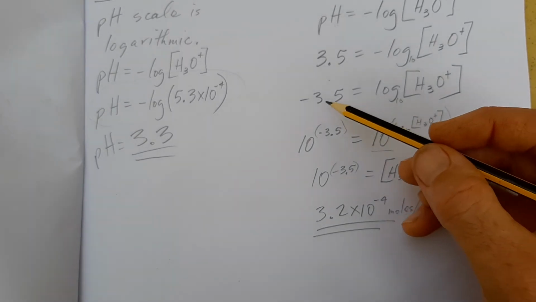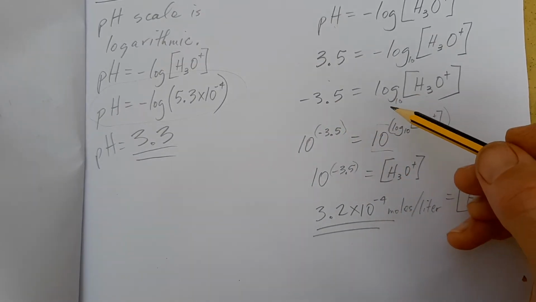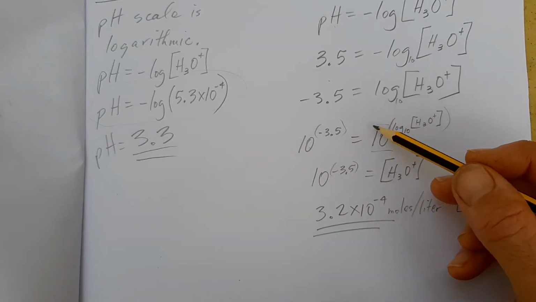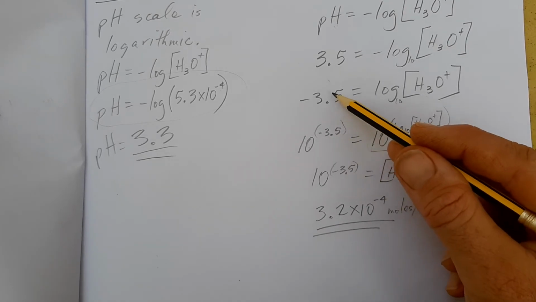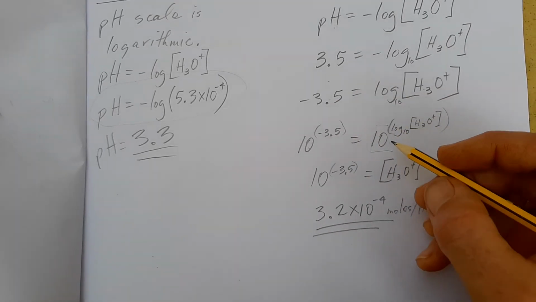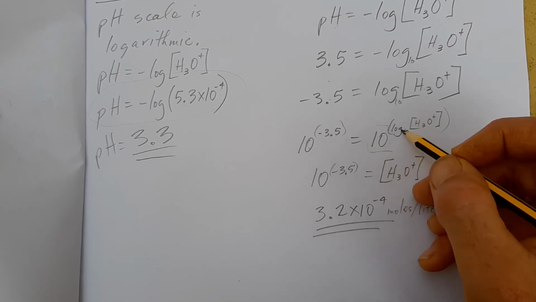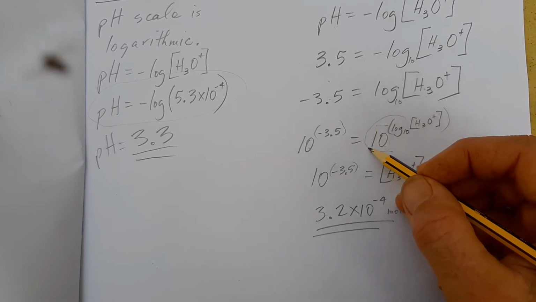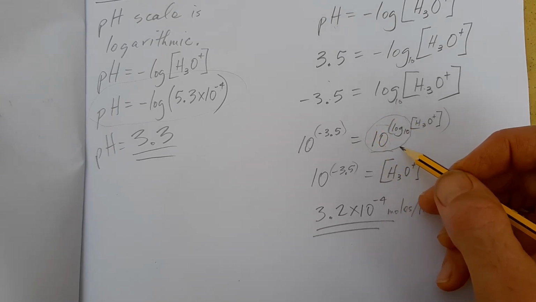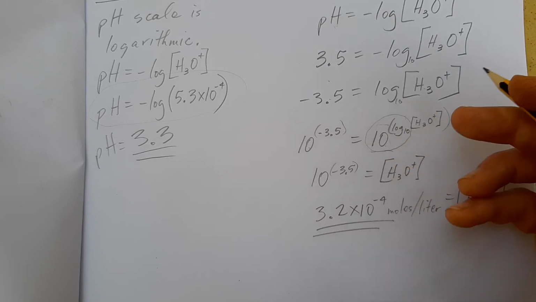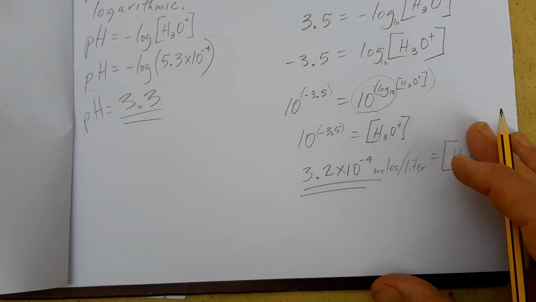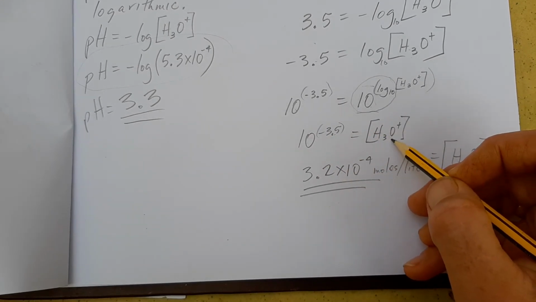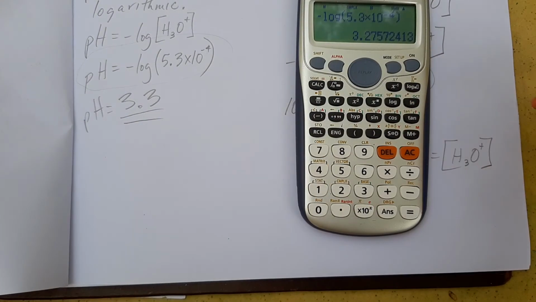Now I can raise both sides to the 10, so 10 to the negative 3.5 equals 10 to the log base 10 of what I want. I'm raising both sides 10, this side as an exponent, this side as an exponent. So 10 to the log base 10, this is your inverse, right? So that just disappears. I'm left with 10 to the negative 3.5 equals what I want. So all I do is put that in my calculator.